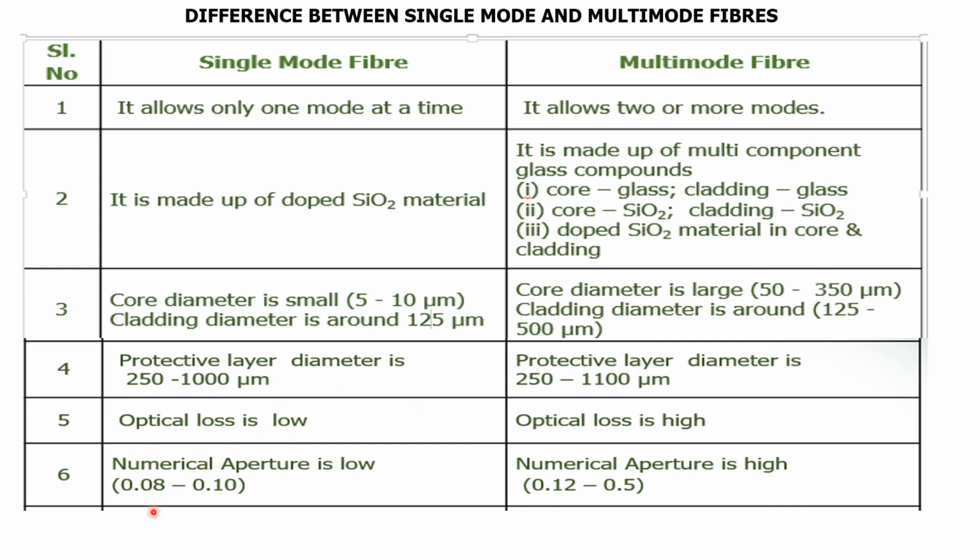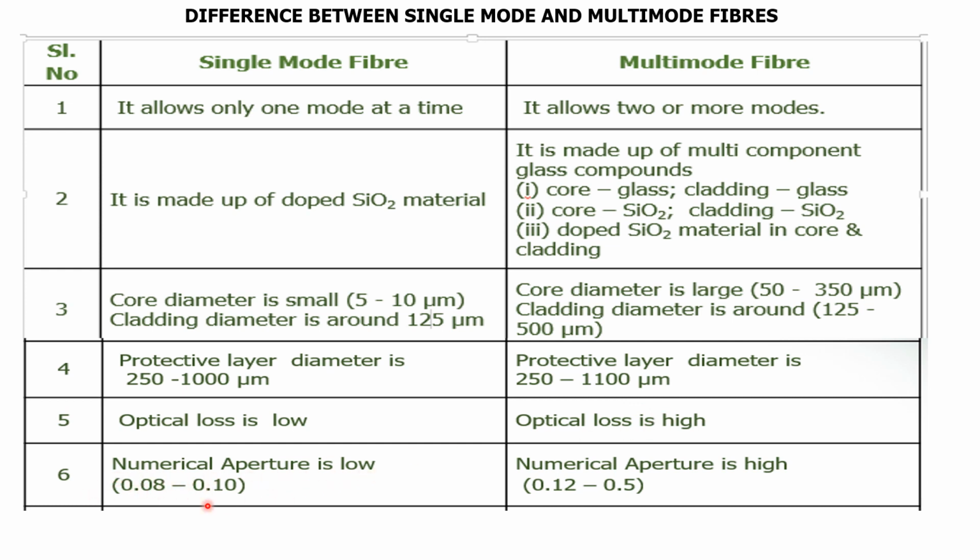Then optical loss is very low in the case of single mode optical fiber. Because the optical loss is very low, this is used in extreme situations like military and defense, where very secret information has to be passed from one end to the other end. There we use this single mode optical fiber. Then optical loss is a bit high in the case of multi-mode.